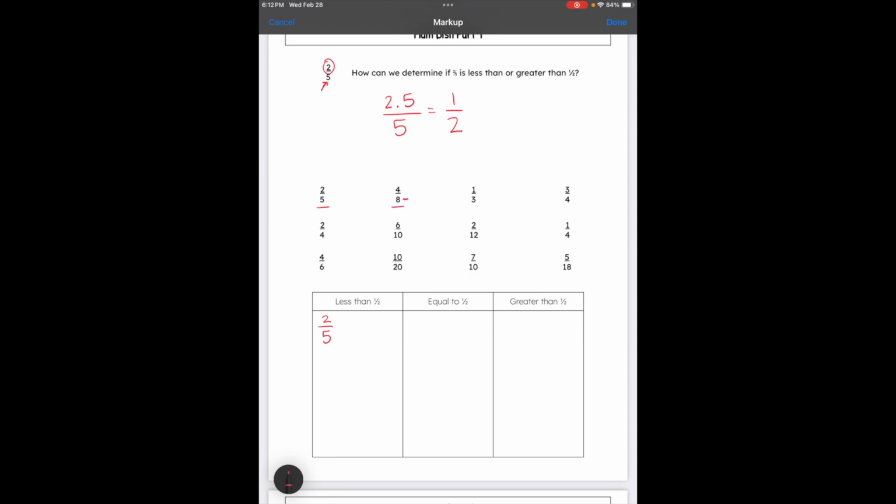4/8, so I'm looking at that 8. And I know half of 8 is 4. So this one is exactly 1/2. 1/3, looking at that 3, I know half of 3 would have to be that 1.5. So 1/3 is going to go in the less than column. Looking at 3/4, half of 4 would be 2. So this time, this fraction 3/4 is greater than a half. Go ahead and see if you can do the rest of these on your own and then check with me.